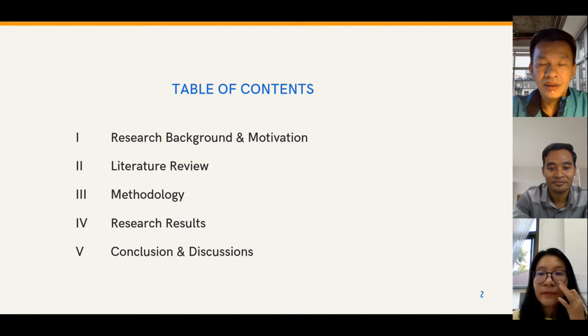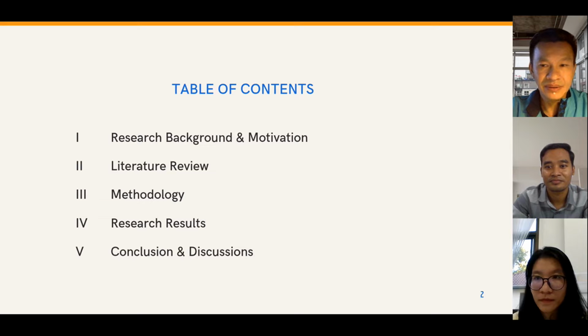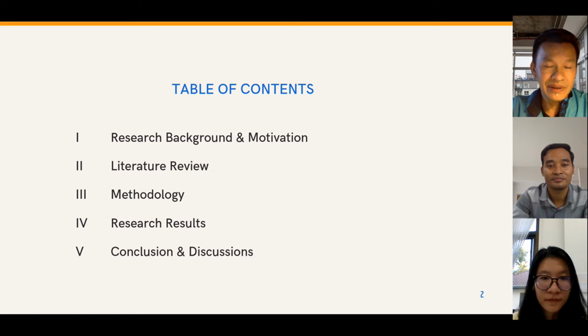All right, so according to the table of contents, we have outlined our presentation into 5 parts. The first part will be research background and motivation. The second part covers the area of literature review. The third part accounts for methodology. The fourth part deals with research results. And the final part will deliver conclusion and discussions.